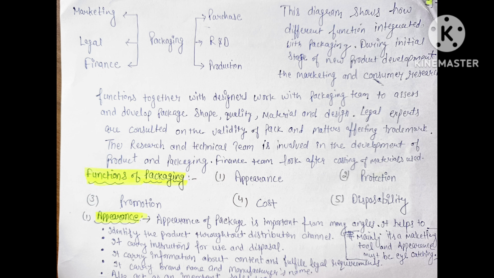So let's talk about appearance. Appearance of a package is important from many angles and it helps to identify the product throughout the distribution channel. It carries instructions for use and disposal. It carries information about content and fulfills legal requirements. It carries brand name and manufacturer's name, address, and also acts as an important sales tool. Mainly, it is a marketing tool and appearance must be eye-catching.